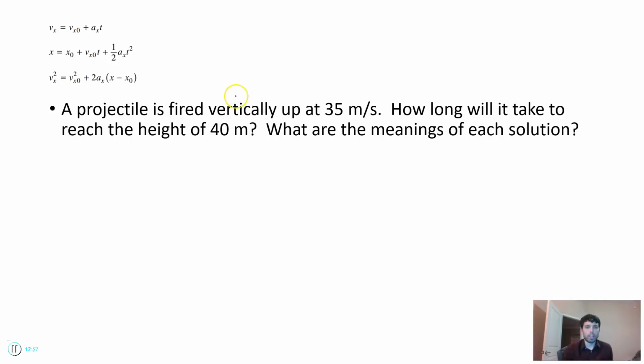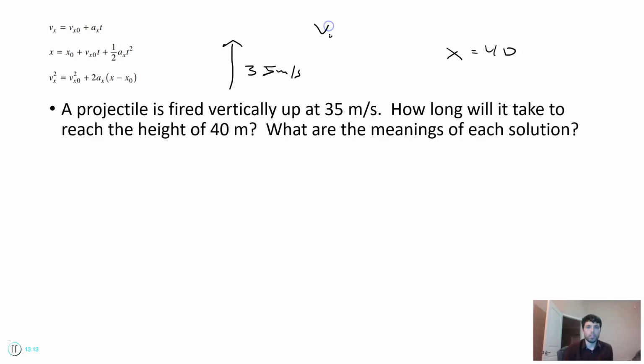A projectile is fired vertically up. All right, so normally it's vertical up. Firing is 35 meters a second, vertically up and straight up in the air. How long will it take to reach a height of 40 meters? All right, so now we're going to know when the height is 40. What are the meanings of each solution? We'll talk about that in a second.